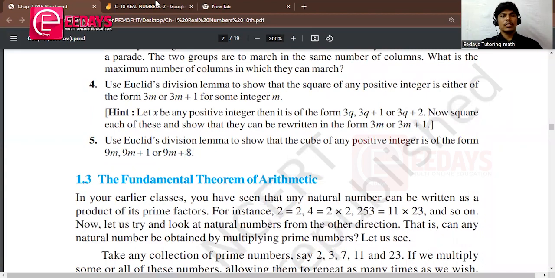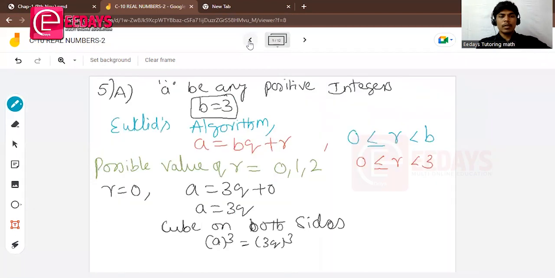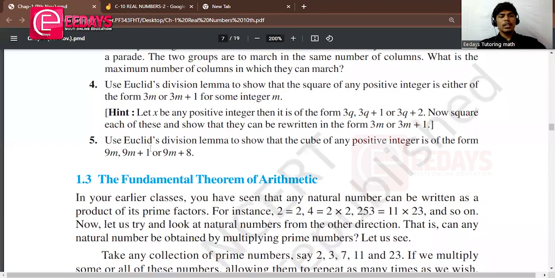Okay, I'll explain each and every step from the starting. First, by using Euclid's division lemma, we need to prove the cube of positive integers. In the previous question they gave square, now it is cube of positive integers. It is in the form of 9m, 9m plus 1, or 9m plus 8.